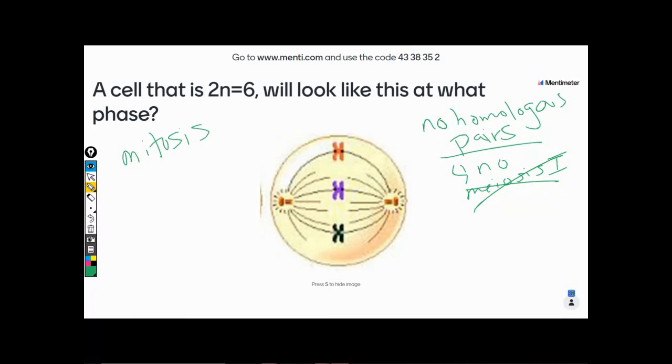Okay, so now I know it's either mitosis or meiosis 2. I know this is metaphase, right? Because everybody's lined up in the middle. All right, so now I need to use the information that's in the actual question. Diploid equals 6. So that's telling me that I should have 6 chromosomes.